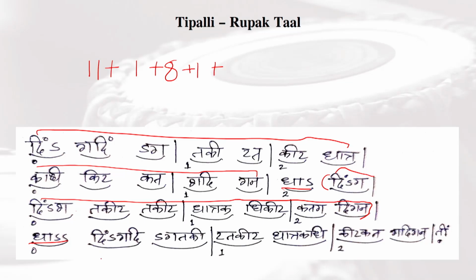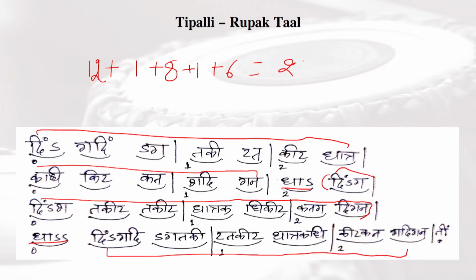Now we will calculate the third palla. 1, 2, 3, 4, 5 and 6 matra. So, the third palla is of 6 matra. Now let us calculate: 12 matra actually, 7 plus 5. 12 plus 1 is 13, 13 plus 8 is 21, 22 and 28.